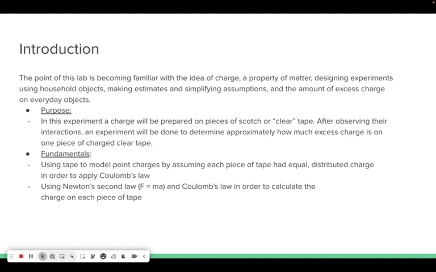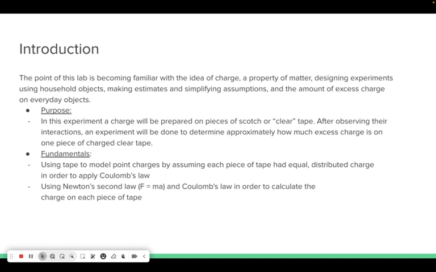For my introduction, the point of this lab is becoming familiar with the idea of charge, a property of matter, designing experiments using household objects, making estimates, and simplifying assumptions. Purpose for this experiment: a charge will be prepared on pieces of scotch tape, and after observing their interactions, an experiment will be done to determine approximately how much excess charge is on one piece of charged tape.